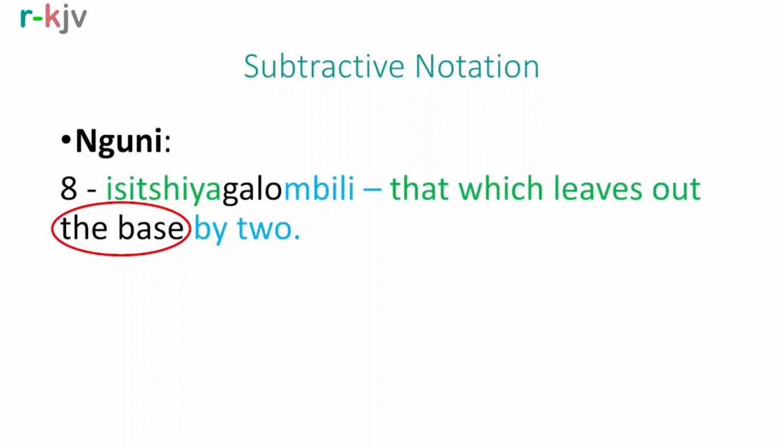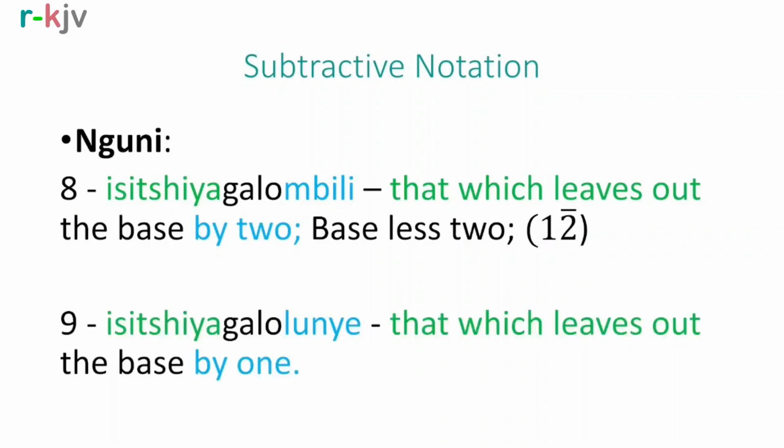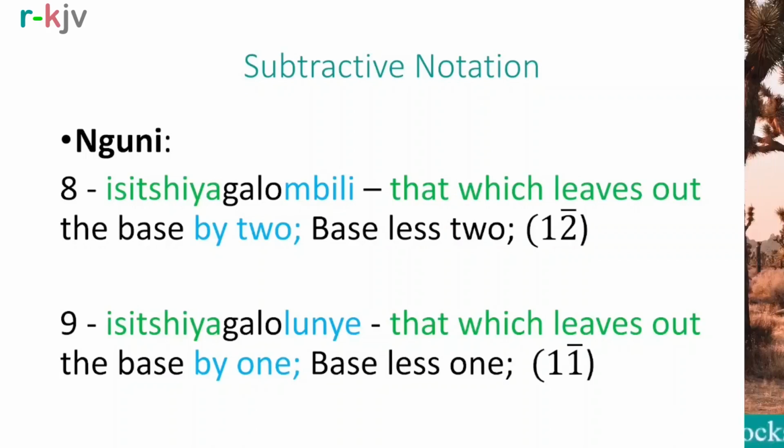Translating into Vinculum notation, it's base less 2, which numerically is 1 bar 2. Also, the number word for 9 is isitshiyagalombili, and it can be translated to that which leaves out the base by 1. Translating into Vinculum notation, that is base less 1, which numerically is 1 Vinculum 1.